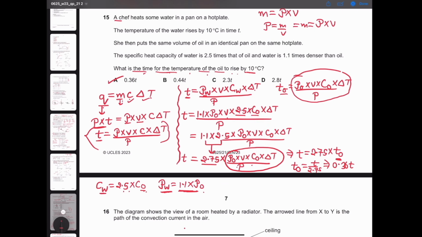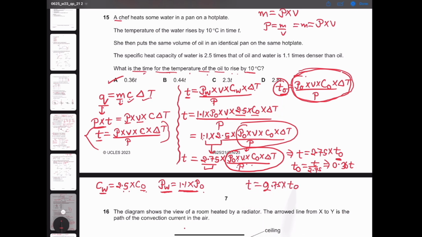Alright. Now, when we multiplied these two numbers, 1.1 into 2.5, the answer came out to be 2.75. Then we arranged all these and we found out that for oil, the expression is exactly the same. For the time taken for oil, the expression is exactly the same. So, in place of density of oil into V into specific heat capacity of oil into delta T by power, I simply wrote time taken for oil. So time is coming out to be 2.75 into time taken for oil.